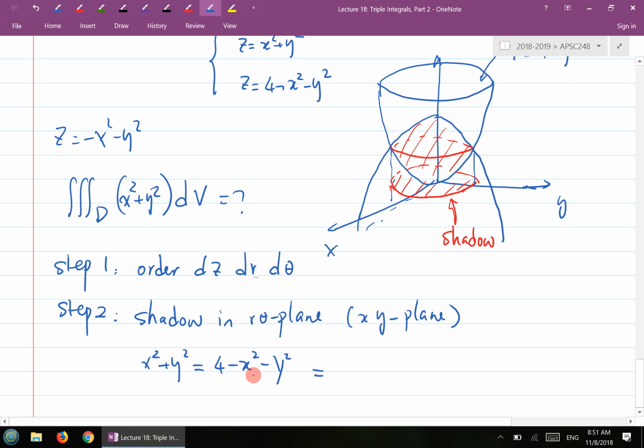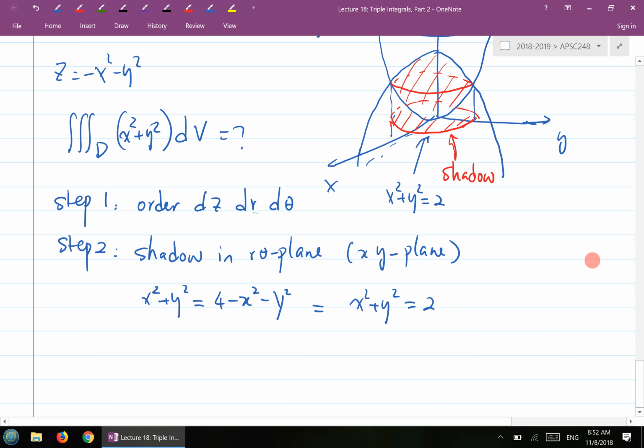Then do a little bit of simplification. Move the x squared and y squared to the other side, so you get 2x squared plus 2y squared. Divided by 2 on both sides, you get x squared plus y squared equal to 2. So this shadow is a circle. What's the radius of the circle? Root 2, right? I know a lot of students sometimes write 2. Good. So it's time to find limits now. Once we have this step done, step number 3 is finding limits.